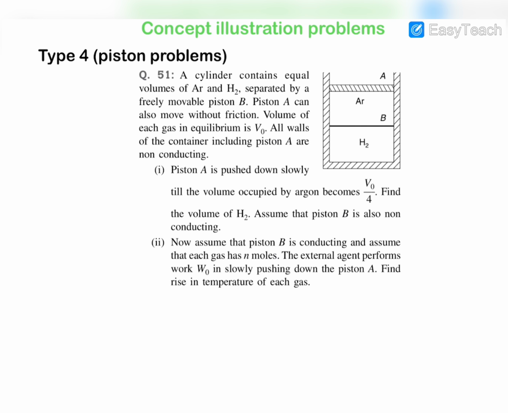In this video, we are discussing the type 2 problems, in fact type 4 problems, which are based on pistons, but this is part 2 of piston problems.